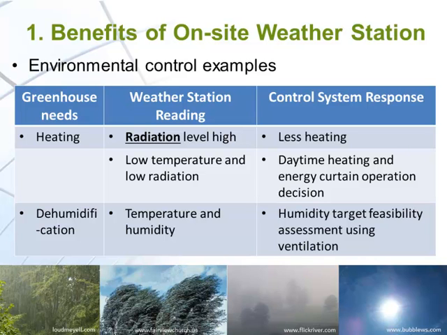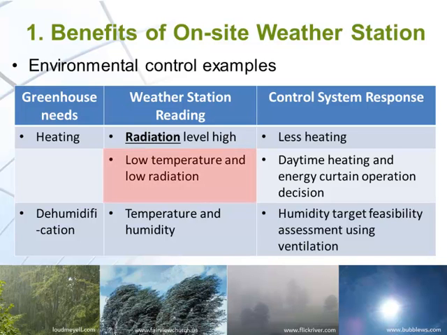Under normal conditions, we will want greenhouse temperature to change from nighttime to daytime temperature and open the energy curtain at daybreak as soon as possible, so that plants can start photosynthesizing as soon as the sun is up. The heating and energy curtain operation decision can be affected by outside temperature and radiation level.